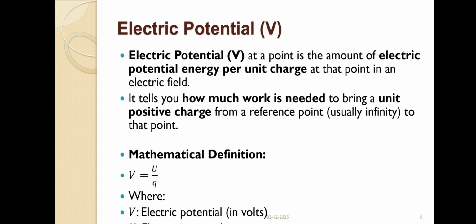Here V is the electric potential, U is the work done, and Q is the test charge. Potential is a scalar quantity. V is equal to Q by 4 pi epsilon R. So this is electric potential.